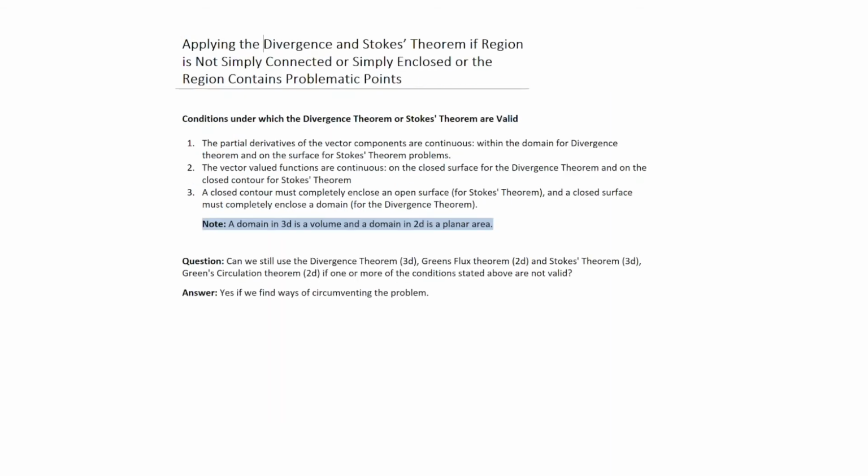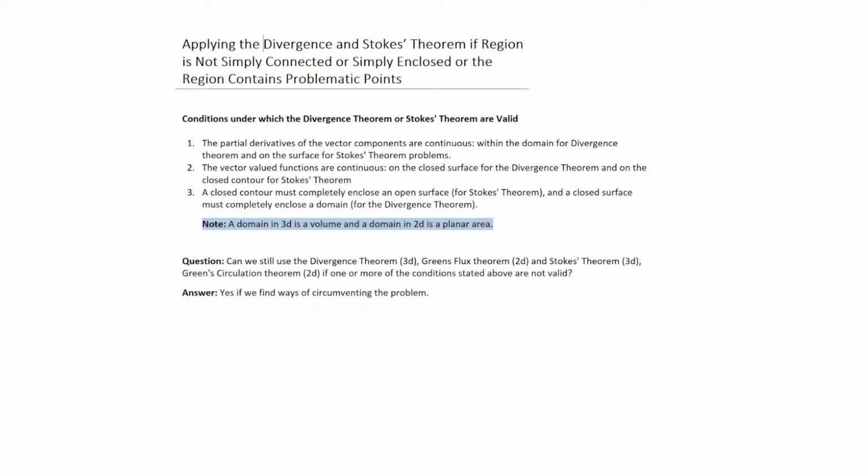As usual, the second slide is just a summary of the slides to follow, so I'll just move on to the next slide. Okay, so we're going to apply the divergence and Stokes theorem if a region is not simply connected or simply enclosed, or the regions contain problematic points. We'll get into what these things represent shortly, but I just put everything there in terms of very short summary statements.